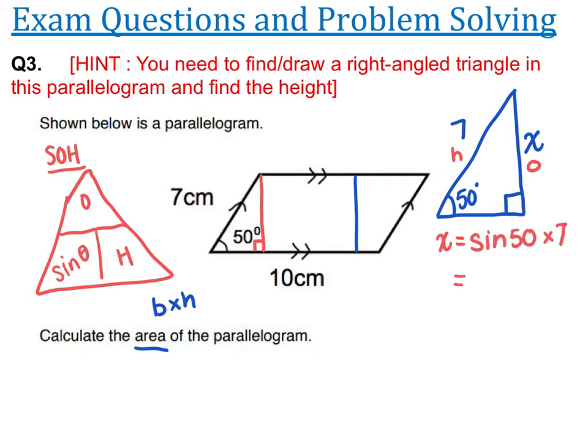Don't forget to close the bracket in your calculator when you do this calculation. So for that, I got 5.36. So now I know the height of the parallelogram is 5.36. And now that I know the height, I can go ahead and answer the question of finding the area. The area is just going to be the base times by the perpendicular height.